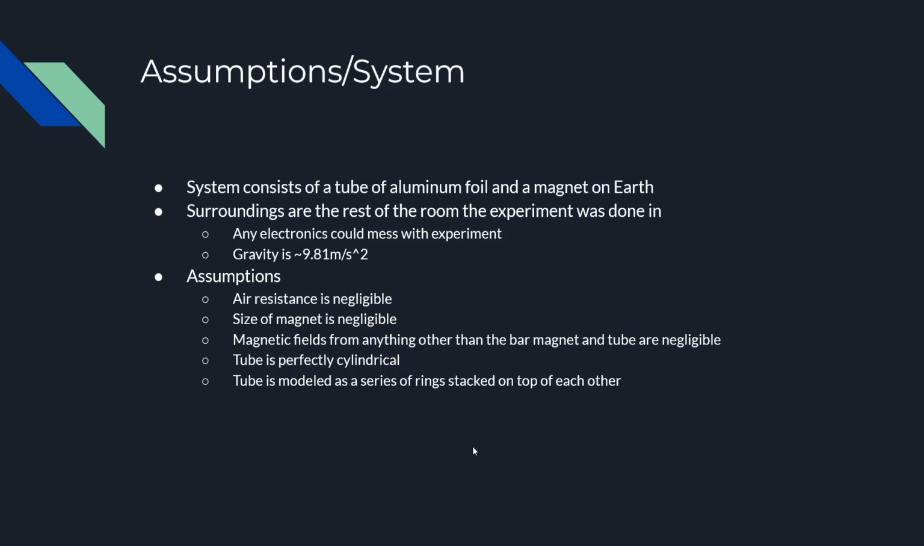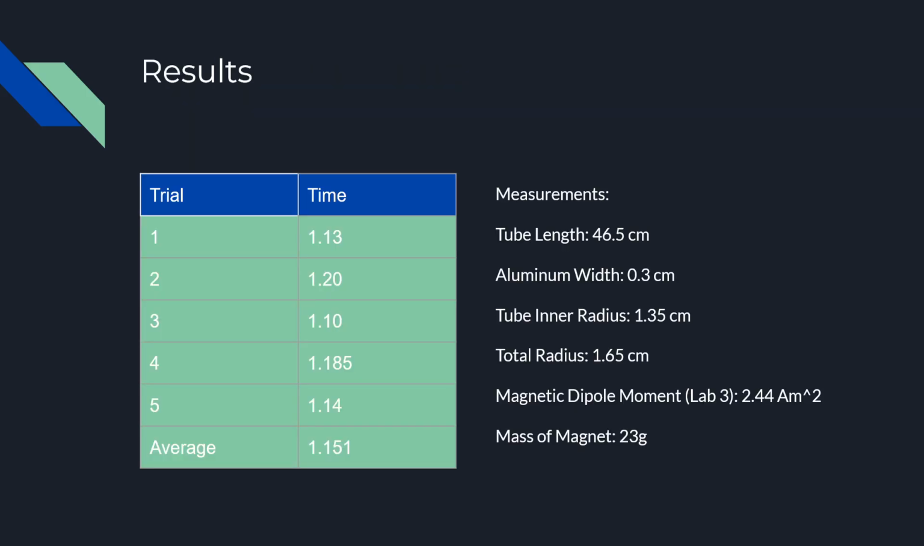So the assumptions we're going to use: air resistance is negligible, the size of the magnet is negligible, magnetic fields from anything other than the bar magnet in the tube are negligible, the tube is perfectly cylindrical, and we're going to model the tube as a bunch of rings stacked on top of each other. And these are the assumptions just for the coding model.